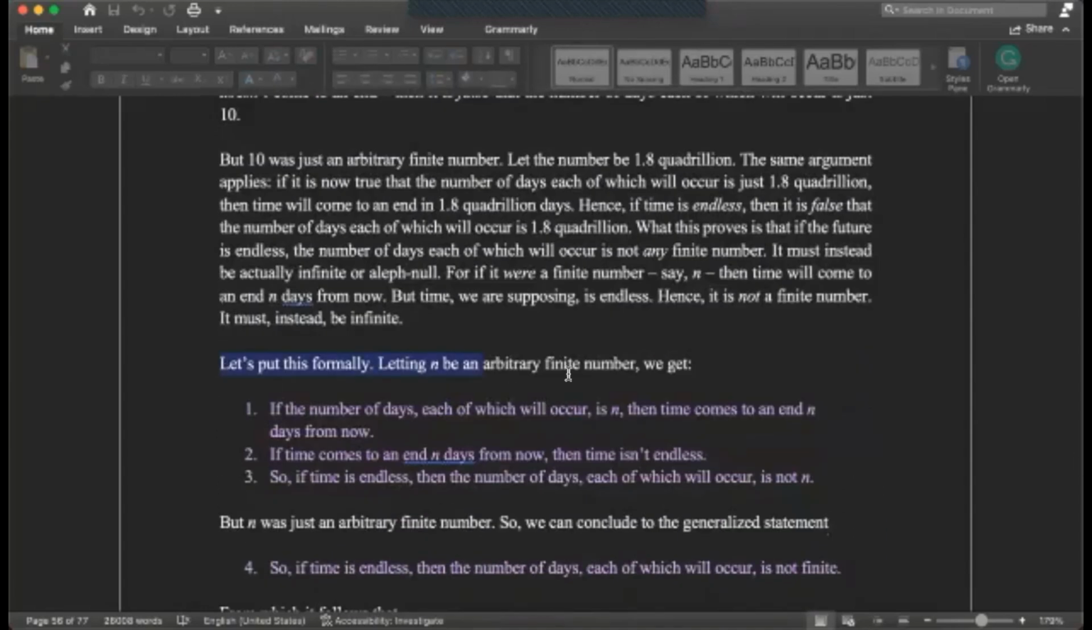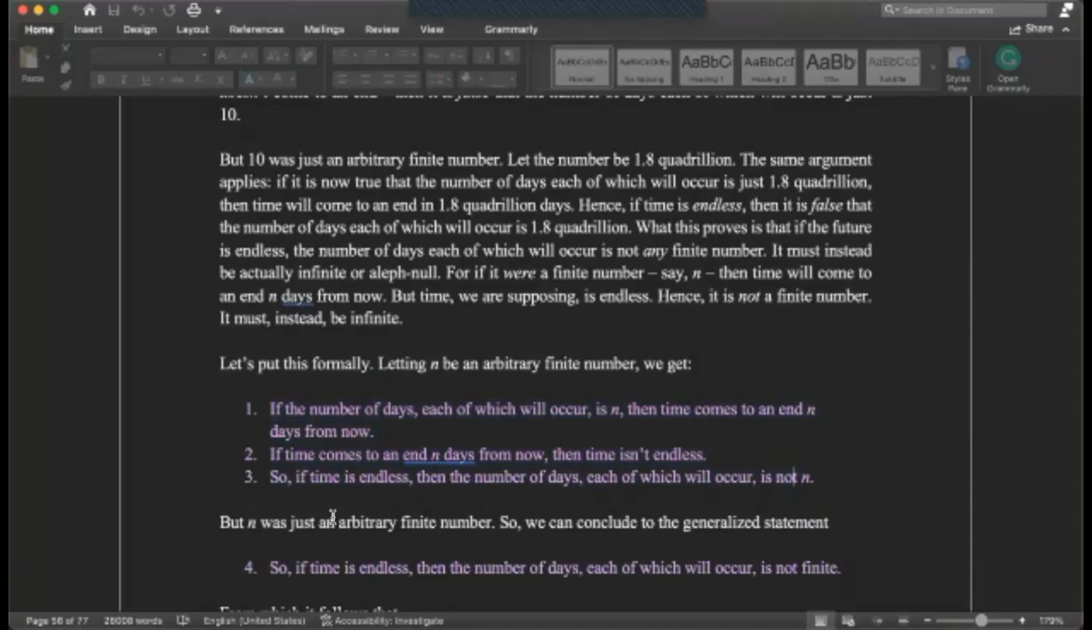So let's put this formally. Letting n be an arbitrary finite number, we get the following. 1, if the number of days, each of which will occur, is n, then time comes to an end n days from now. 2, if time comes to an end n days from now, then time isn't endless. 3, so if time is endless, then the number of days, each of which will occur, is not n.